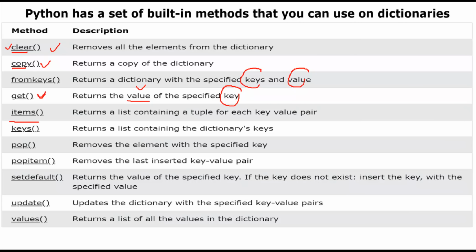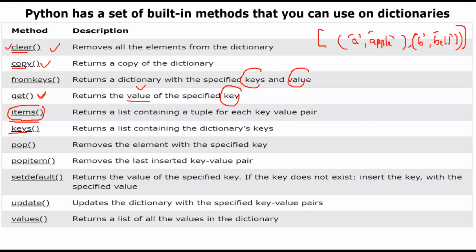Items. Suppose you want each key value pair in the given dictionary. In the previous case you have seen A for apple, B for ball, C for cat. Now I want each key value pair. Then items will give each key value pair in the form of a tuple: A, apple. That means A for apple. So this is one key value pair. B for ball is another key value pair. So items is a method which returns a list containing tuples, where each tuple is a key value pair.